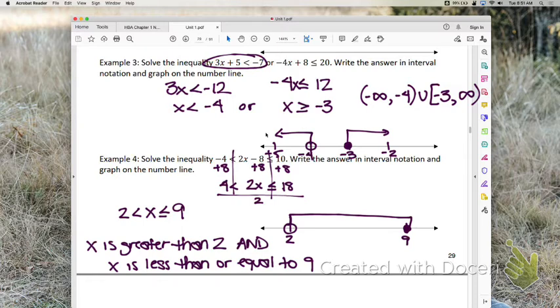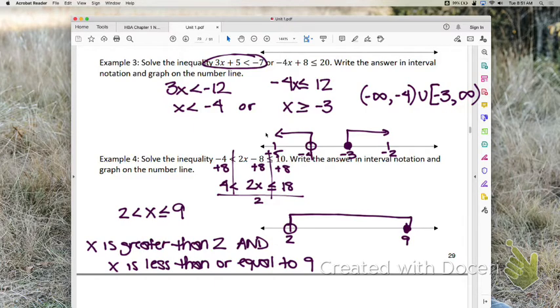Notice when I wrote it in words as well. If you're going to read the answer in English, you're going to read from the middle. So it looks like a less than sign here with the 2, but you're reading from the middle. This would say x is greater than 2 if I'm reading it that direction. X is less than or equal to 9. Okay? So you read it from the middle if you're going to split it up.